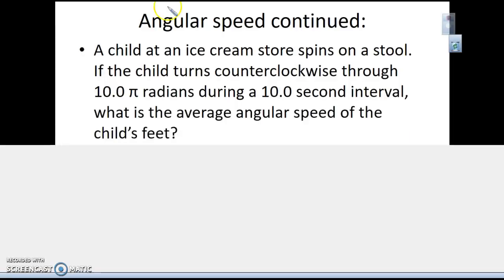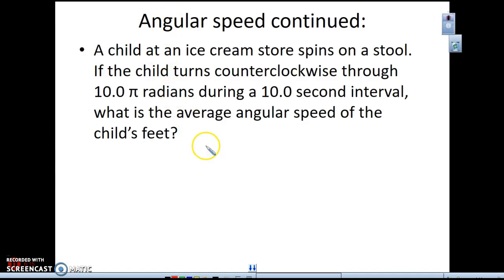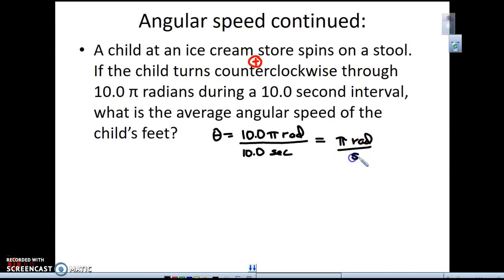Okay, so again, keeping it pretty easy here, we're going to have a kid spinning clockwise or counterclockwise, and because it's counterclockwise, it's going to be positive arc length. They travel a theta of 10 pi radians, and they do that in a 10-second interval. Now, I am not speeding up yet. We're just simply getting to this whole idea of angular stuff. And so we're looking at an angular speed of pi radians per second, positive.